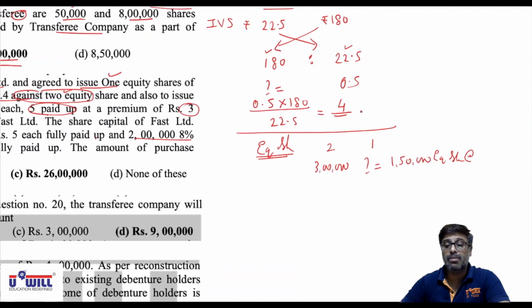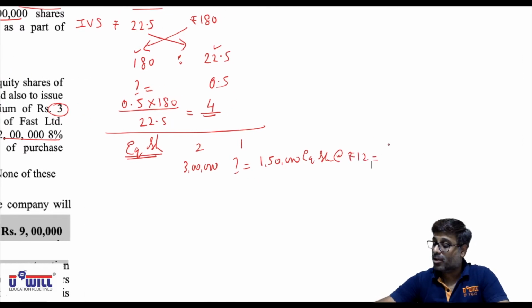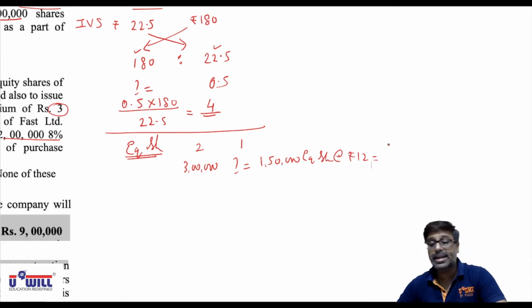8 plus 4, 12 paid up value. So 1,50,000 into 12. What is the value of equity shares that will be issued? 18 lakhs.